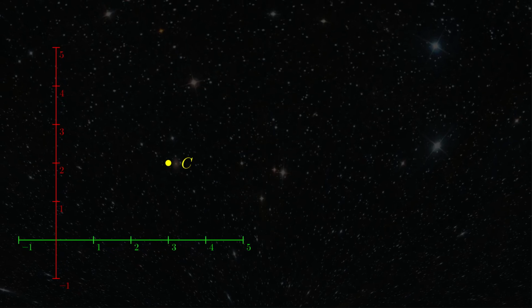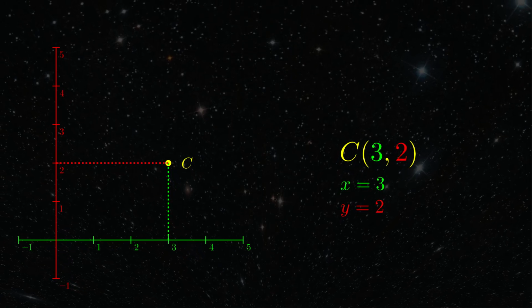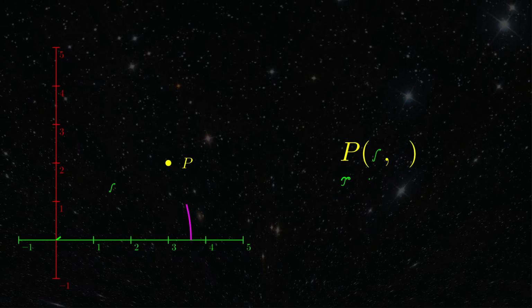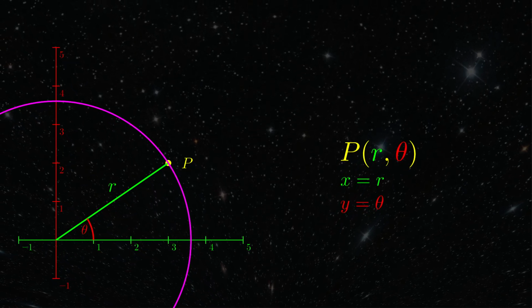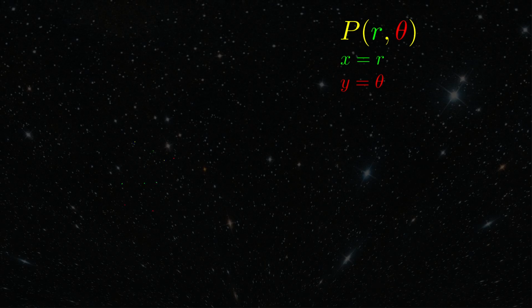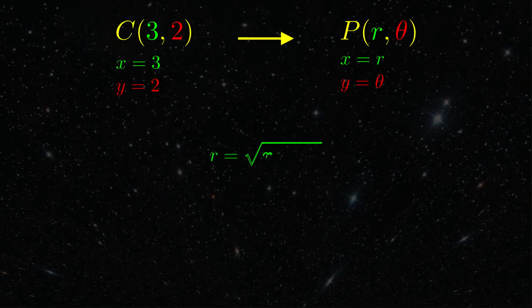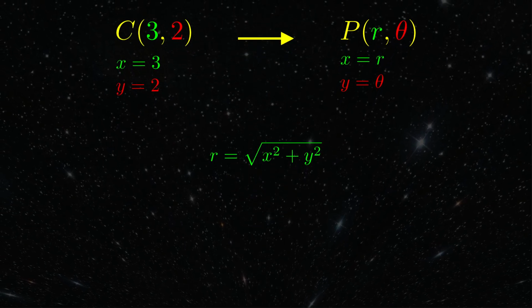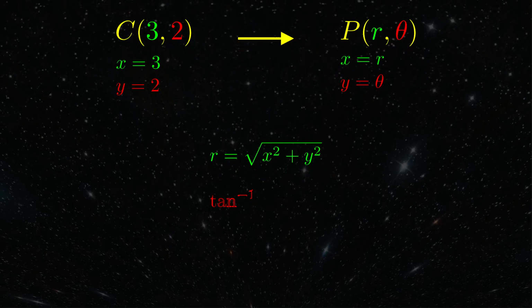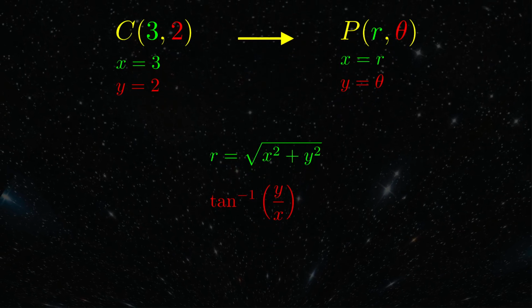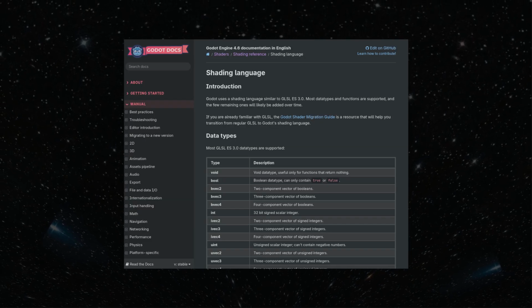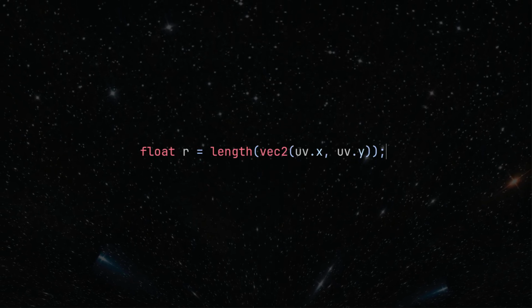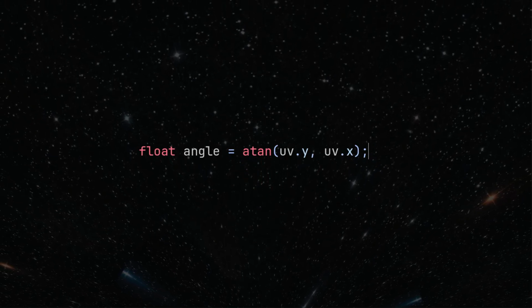Cartesian coordinates are simply described by their x and y positions, whereas polar coordinates are described with a radius of a circle and an angle that they make with the x-axis. The formula for conversion from Cartesian to polar is relatively simple. The radius of a circle is a simple Pythagorean theorem, while the angle is equal to arctangent of y over x. Thankfully, in Godot shader language, both of these functions are built in already. So for the radius, we can simply use the length function, and for the angle, we can simply use the atan function.